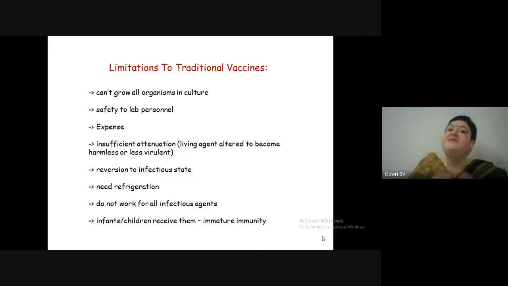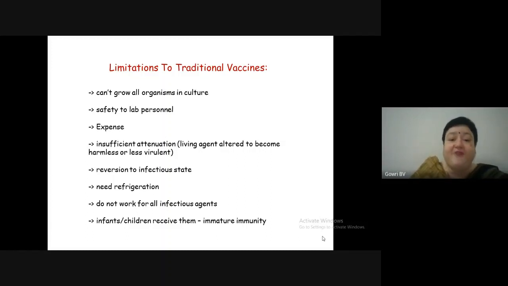And if the attenuation does not happen properly, then after you give the vaccine in the body, it can be reverting back itself to the pathogenic form. So there is a chance that the ability to cause disease increases. Then you need what is called refrigeration, and of course it does not work for all infectious agents. Again, animal models, not all of them can be grown. So you cannot work it on for all infectious agents.